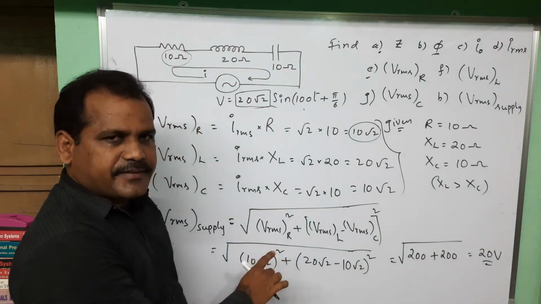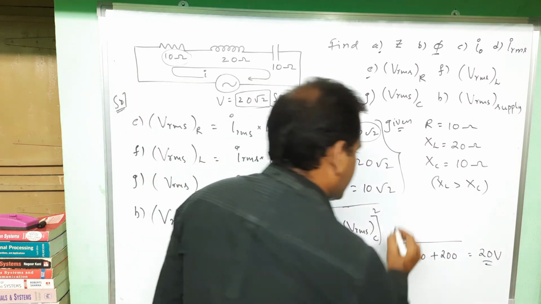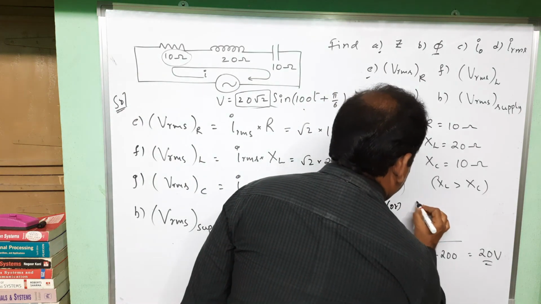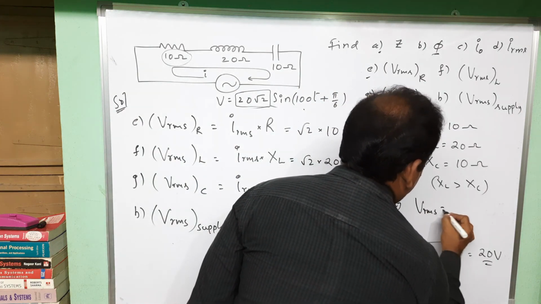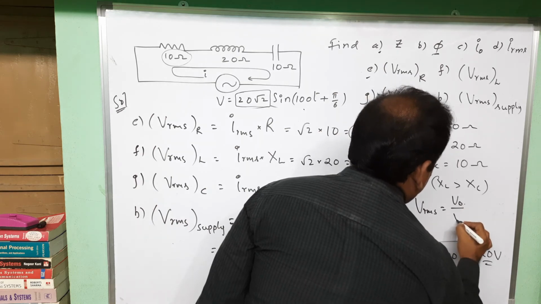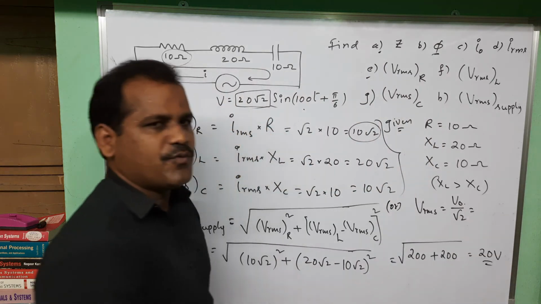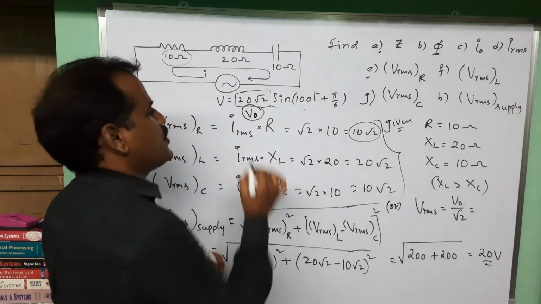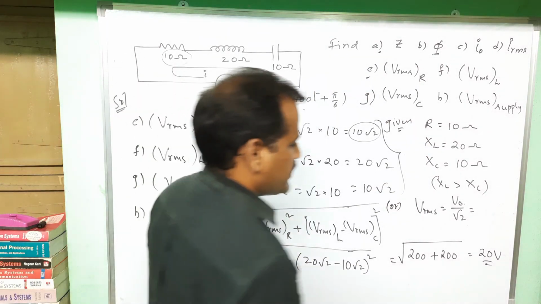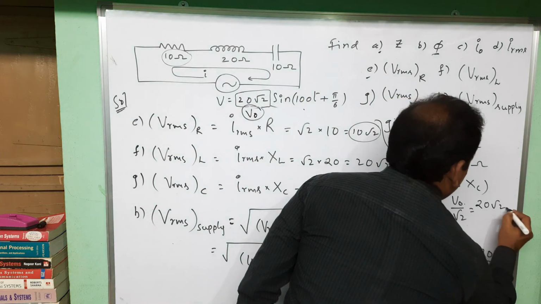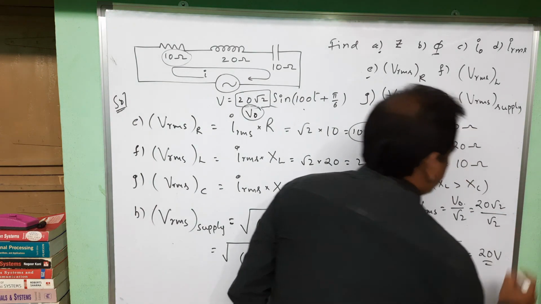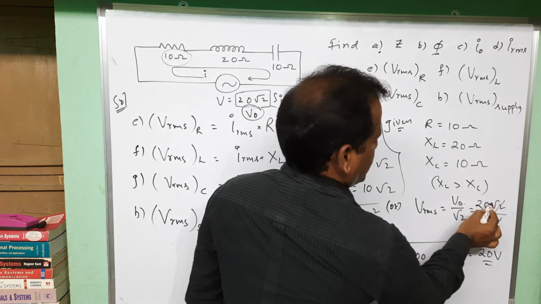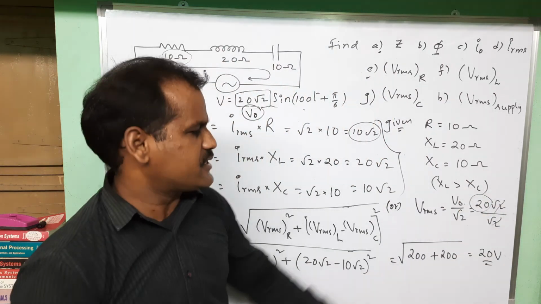This is somewhat lengthier. Simply, we can calculate the RMS in another way. For any component, the RMS value is given by the peak value divided by root 2. What is the peak value of the supply? That is V naught, 20 root 2, given in the problem. So take 20 root 2 divided by root 2. The root 2 gets cancelled. We are getting 20 again here. This is a simpler way.